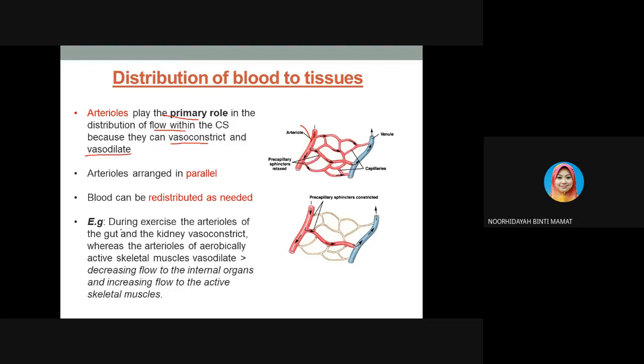For example, during exercise, the arterioles of the gut and the kidneys will vasoconstrict, whereas the arterioles of aerobically active skeletal muscles will vasodilate. Thus, it will decrease the flow to the internal organs, for example the gut and kidney, and increase the flow to the active skeletal muscles. So it means that where there is higher demand, there will be higher blood flow. For example, during exercise, the skeletal muscles demand more blood flow compared to the internal organs.